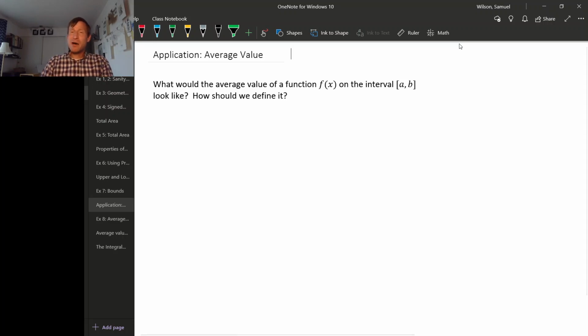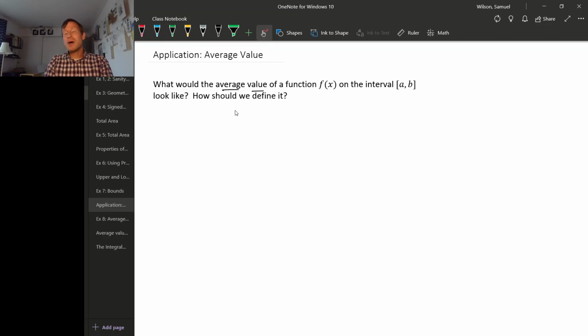Let's look at an application for the definite integral. What we're going to do is think about what would it look like to find the average value of a function on an interval. Of course, we need to figure out exactly what we mean by that before we can actually write down a definition and use the definition.